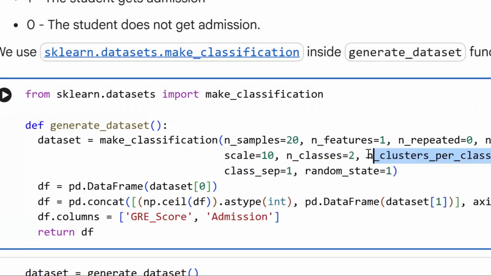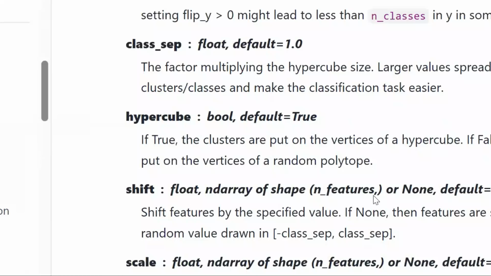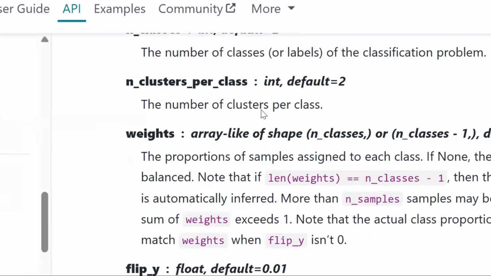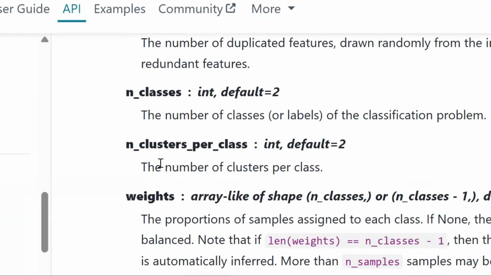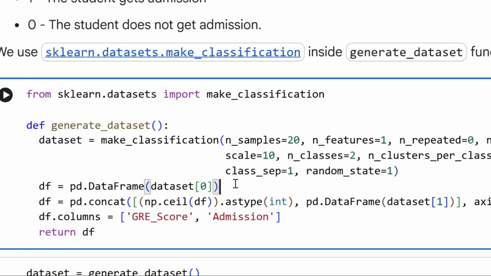These are the number of clusters per class that you could just find in the documentation. It is the number of clusters we form per class, which again will come in future lectures on clustering. And this is the number of informative features. This is the class separation, which determines the size of the hypercube, and then random state, for reproducing the same random numbers.